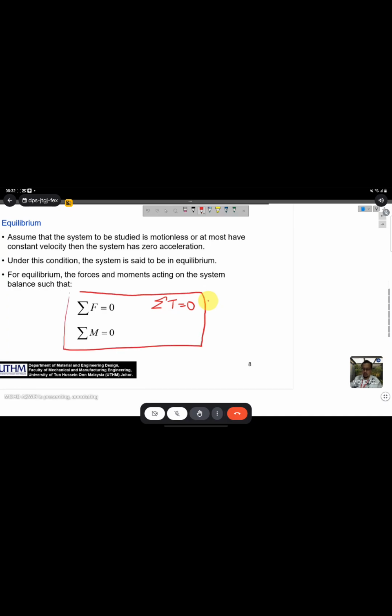Okay, so first you can use total acting force will be zero, total acting moment will be zero. Another one is total acting torque also will be zero. So this condition is what we set as equilibrium.